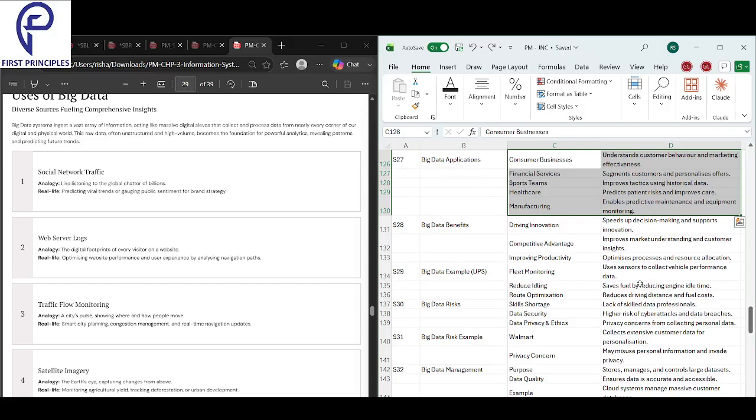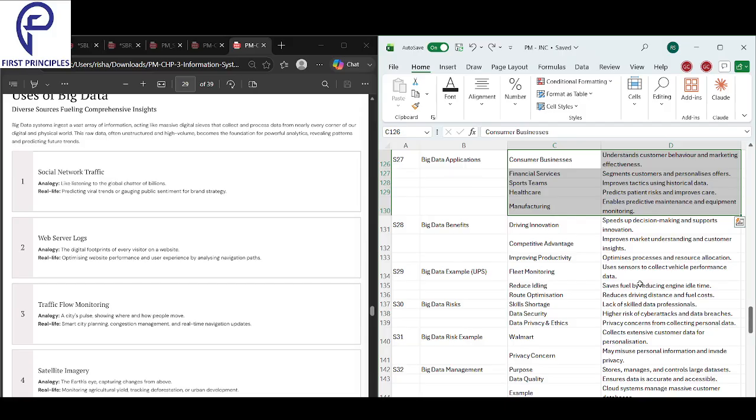Sports teams: it improves tactics using historical data, so they can analyze a player. If you see, a lot of times in IPL, they create a pitch map of where a bowler has constantly been bowling, what areas. That again is an example of using data in a really interesting way. Next, healthcare. It predicts patient risk and improves the care.